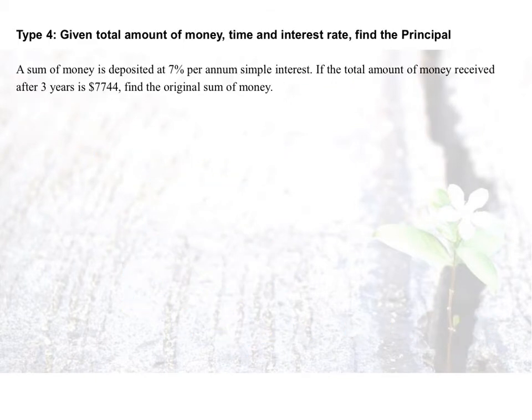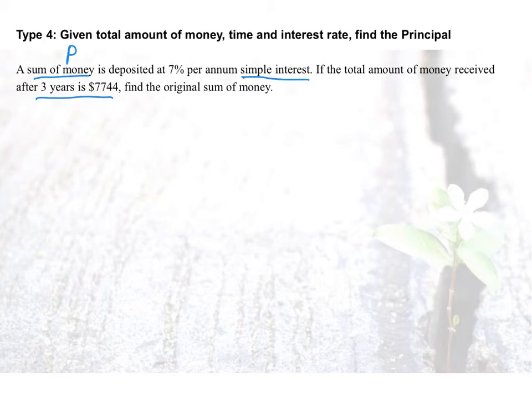Next type 4. Given a total amount of money, time, and interest rate, find the principal amount. So in this case, we do not know what is the original amount of money that's being deposited. So the question actually tells us that a sum of money, so it's just a sum of money. What does the letter use to represent the sum of money? That is the principal P. This is deposited at 7% per annum, simple interest. So if the total amount of money received after 3 years is 7744, find the original sum of money.